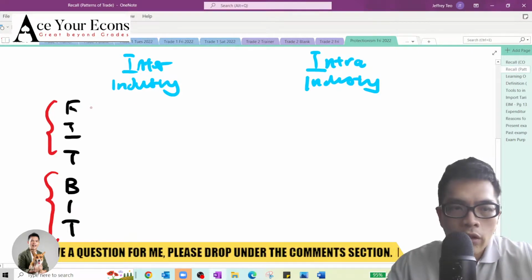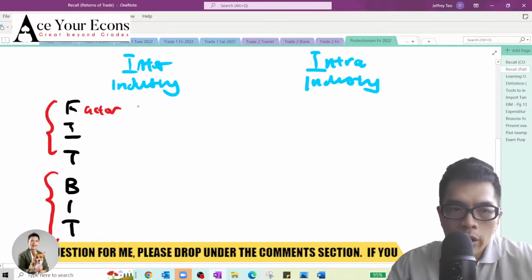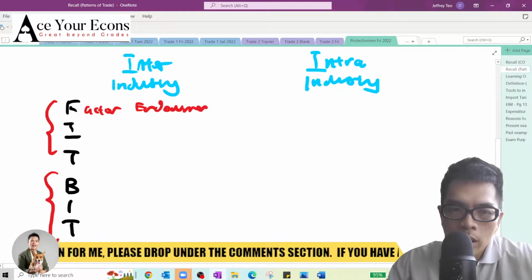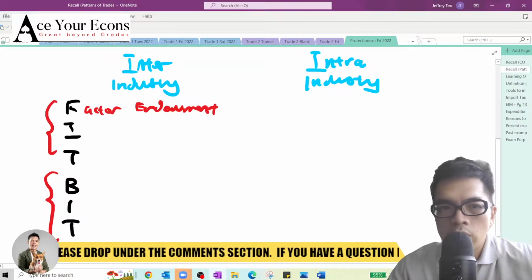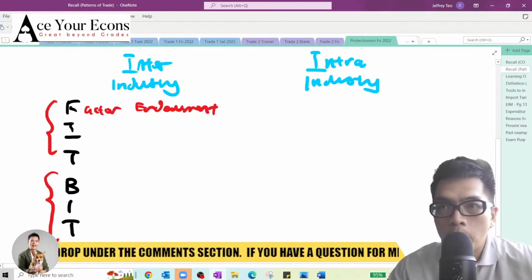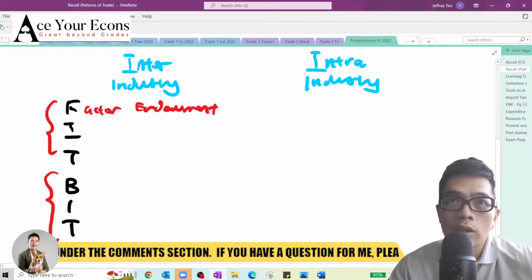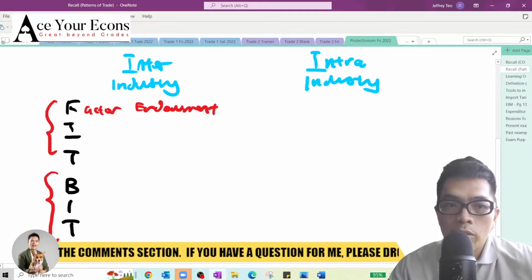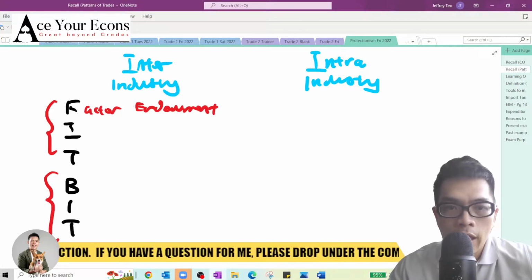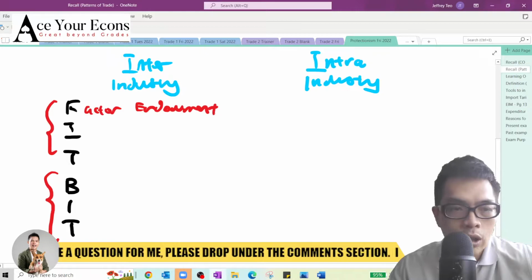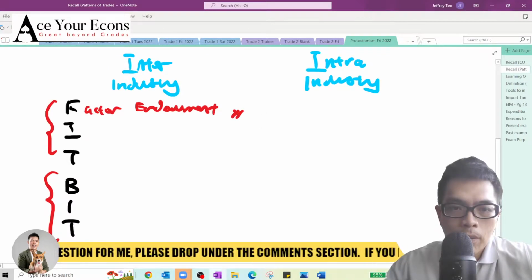F stands for your factor endowment. Why is your factor endowment important? Your factor endowment will determine your source of comparative advantage. Your source of comparative advantage will result in opportunity cost, not production cost, opportunity cost. And it will decide which goods you should export and which goods you should import due to differing opportunity costs. So based on the theory of CA, the country should import goods that they have higher opportunity costs in and export goods that they have relatively lower opportunity costs in production. So this is the most important factor.